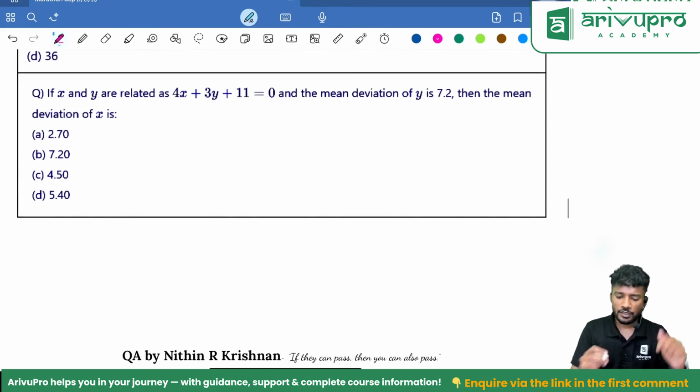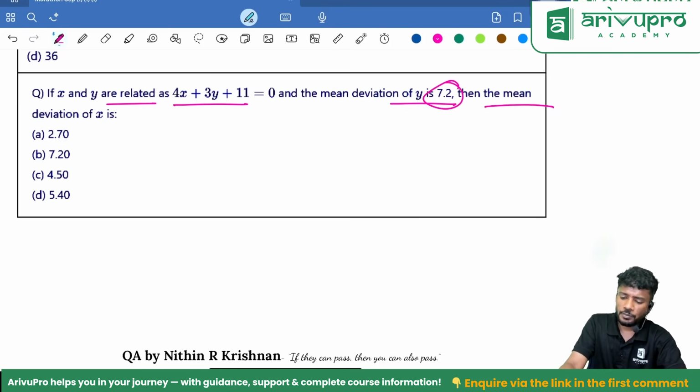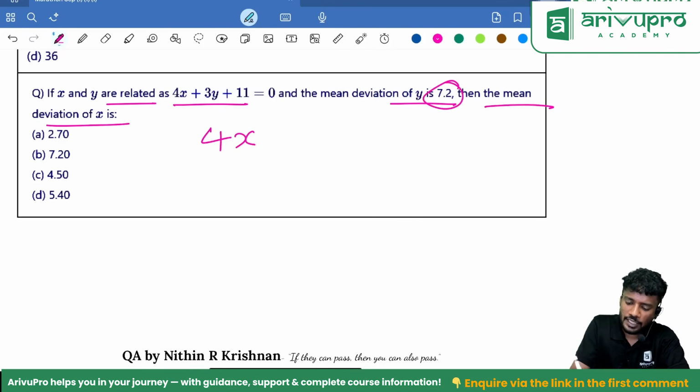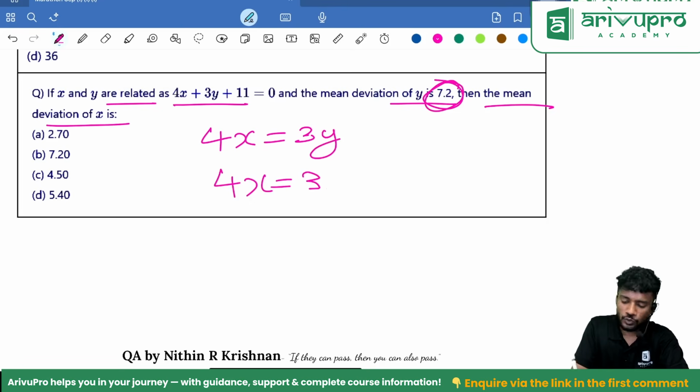Look at this. x and y are related as 4x plus 3y plus 11 is equal to 0. Mean deviation of y is 7.2. The mean deviation of x is how much is the question. So I will write 4x is equal to 3y. Instead of y I will put 7.2. So 4x is equal to 3 into 7.2. So x is equal to how much?